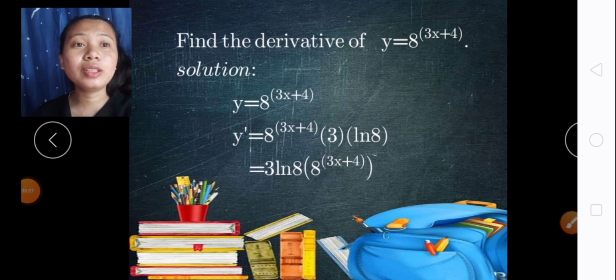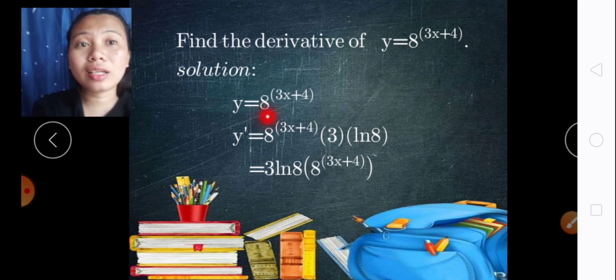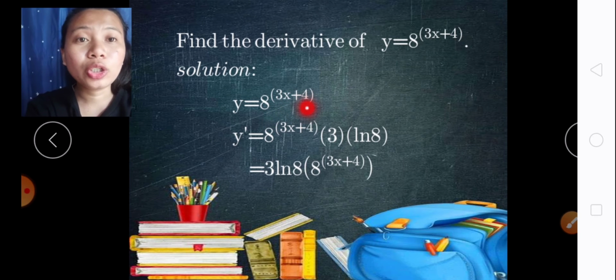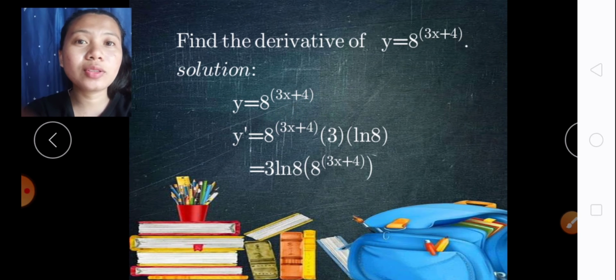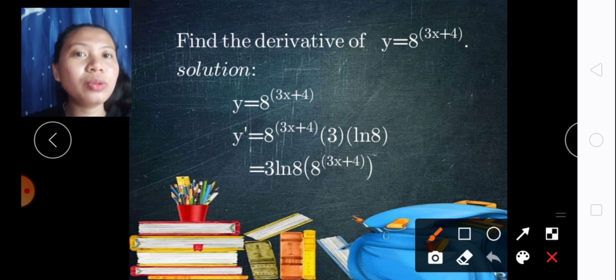So, okay, example number 2. Find the derivative of y equals 8 to the 3x plus 4. So, our solution is, if the derivative of y equals 8 to the 3x plus 4, so we must use the rule number 2.